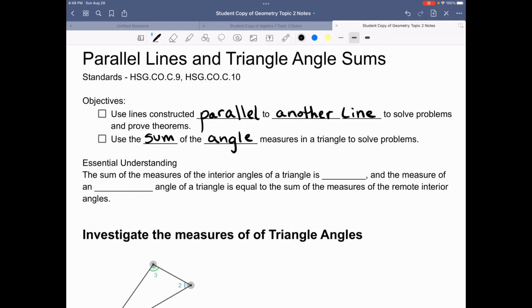Your essential understanding for today: the sum of the measures of the interior angles of a triangle is 180 degrees, and the measure of an exterior angle of a triangle is equal to the sum of the measures of its remote interior angles. So at the end of the lesson, you should go back and check that you have the essential understanding.